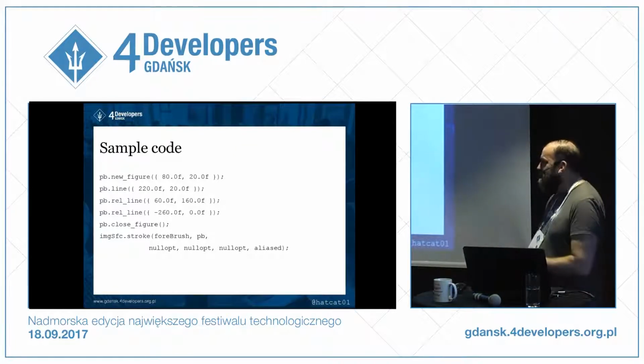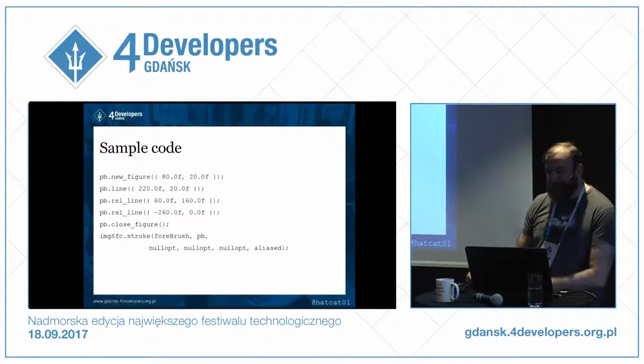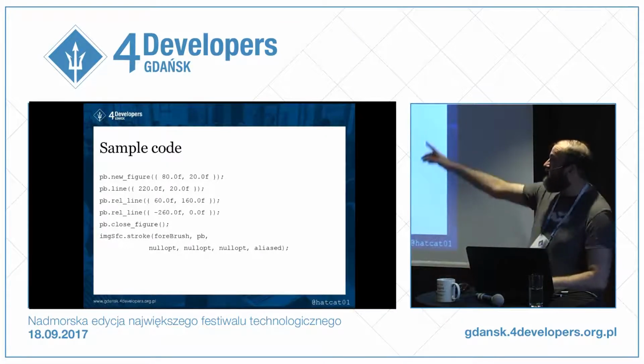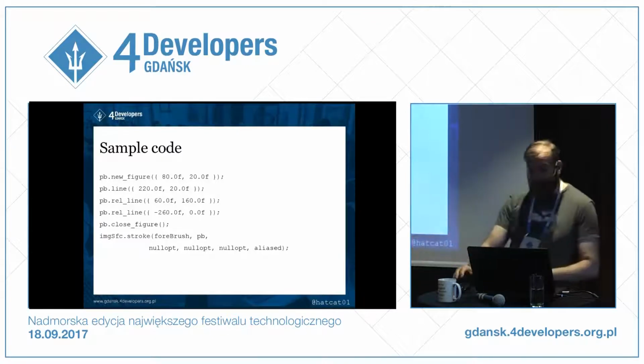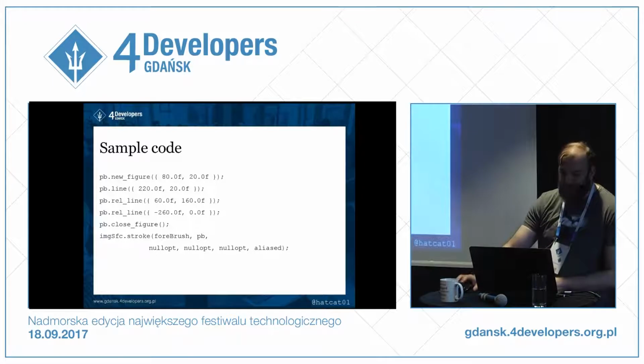Now rel line means draw a relative line, a line relative to where the last one finished. So here we're going along 60 and down 160. The origin's top left, by the way. Then we go back 260. And then we close the figure.